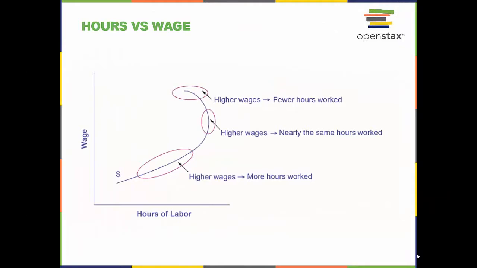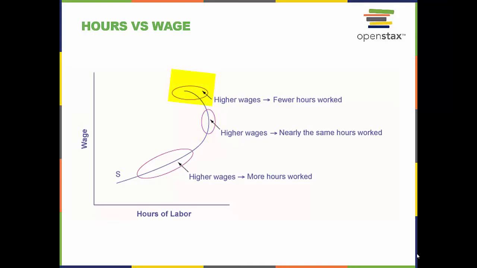Here is an interesting supply curve, which shows us the supply of labor. The bottom upward sloping portion of the labor supply curve shows us that as wages increase over this range, the quantity of hours worked also increases. The middle, nearly vertical portion of the labor supply curve shows us that as wages increase over this range, the quantity of hours worked changes very little.